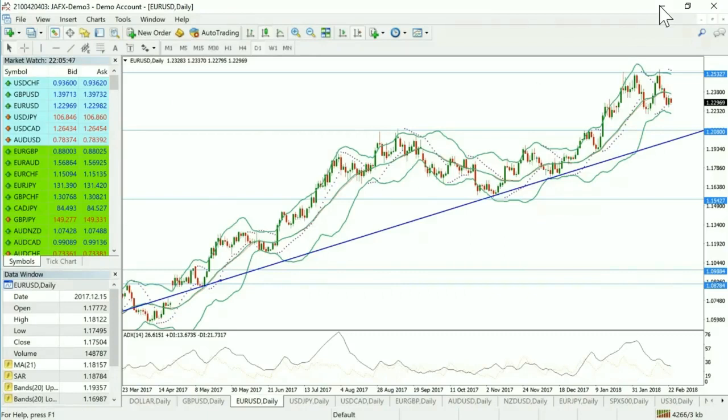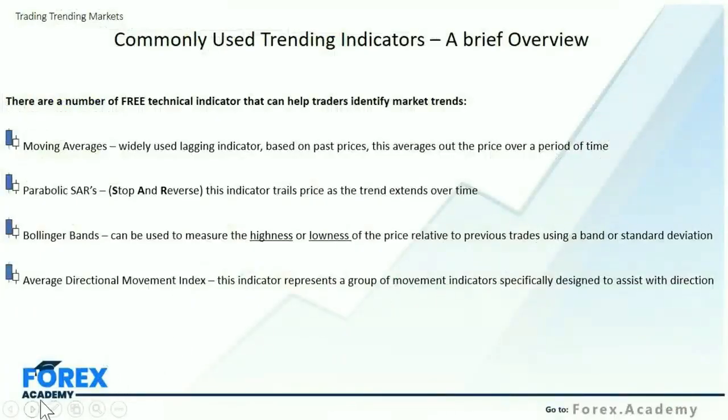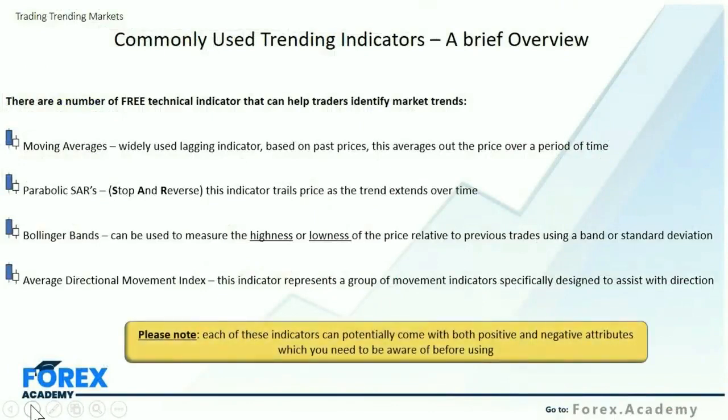Now, individually, these can all have significant impact on your ability to remain somewhat objective when you trade. There are some positives to some of these indicators. However, there are some negatives to them as well. And you can actually trade markets technically without any of these indicators. It depends on your approach and your personality and what you like to do. So please note that each of these indicators can potentially come with both positive and negative attributes, which you need to be aware of before using them.